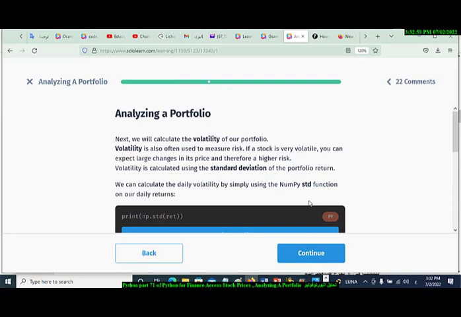Analyzing a portfolio. Continue. We will calculate the volatility of our portfolio. Volatility is also often used to measure risk. If a stock is very volatile, you can expect large changes in its price and therefore a higher risk. Volatility is calculated using the standard deviation of the portfolio return. We can calculate the daily volatility by simply using the numpy standard deviation (std) function on our daily returns.